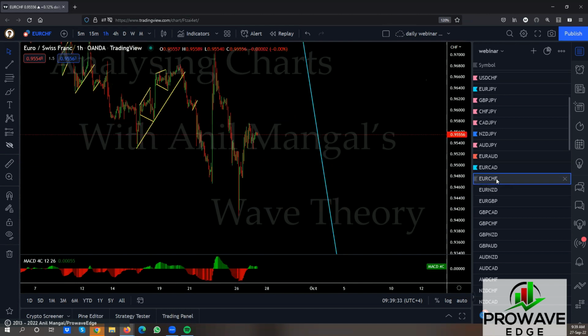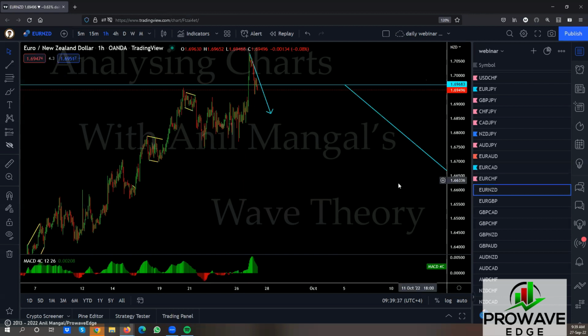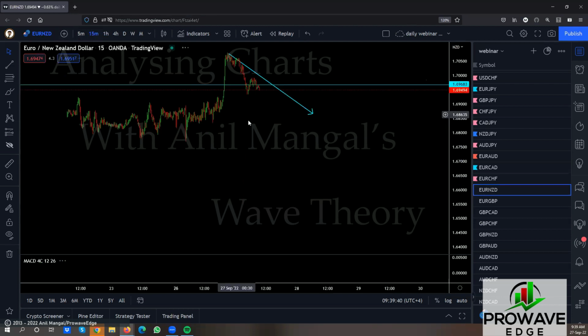We'll look for a sell setup. We'll wait for a sell setup. We don't have it right now. You're in New Zealand. Okay, this trade, we're already looking at it.